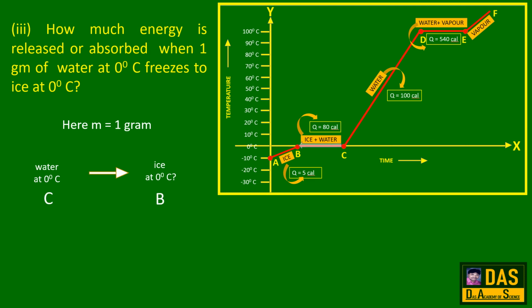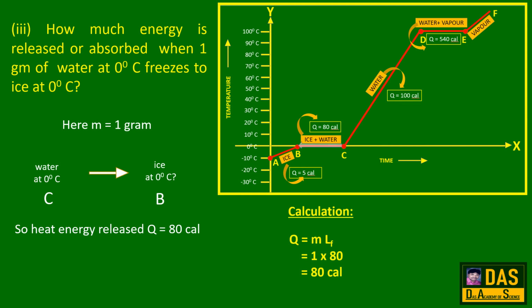By previous discussions, we know very well the heat released is 80 calories. If it is B to C, heat is absorbed, but it is C to B, so that heat is released of 80 calories. So, heat energy released Q is 80 calories is the answer for this question. By calculation also we can do by using the formula Q equal to MLF. Here M is mass of the substance 1 gram and LF is latent heat of fusion of ice is 80 calories per gram. So 1 into 80, that is 80 calories.